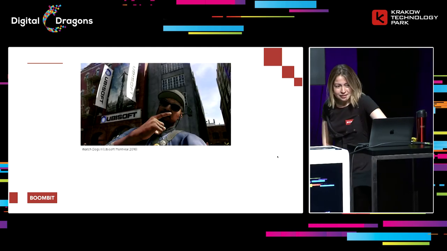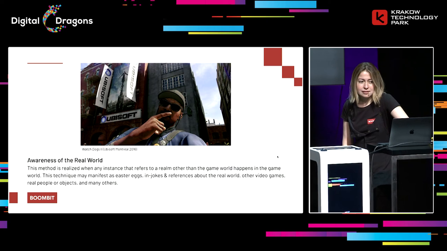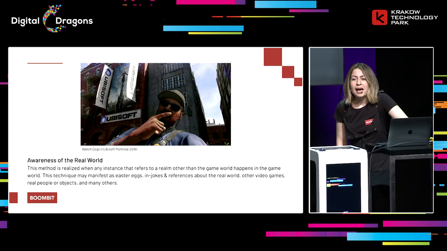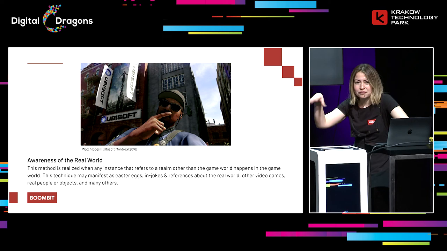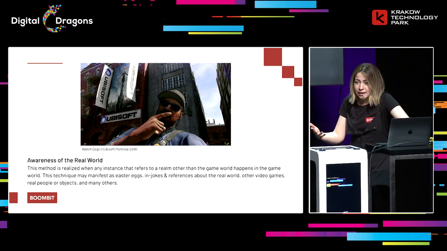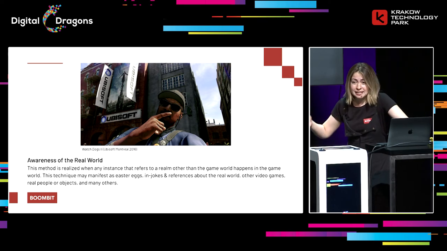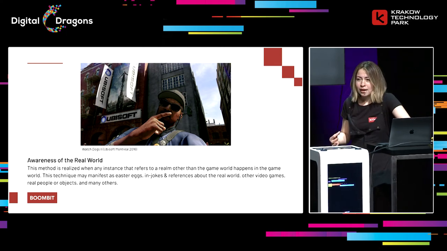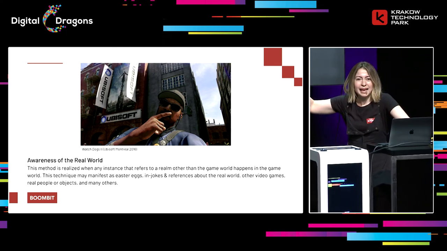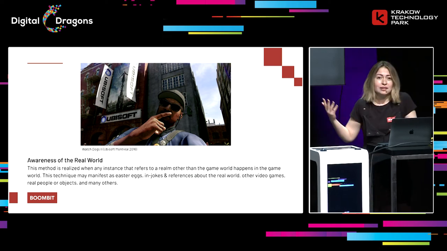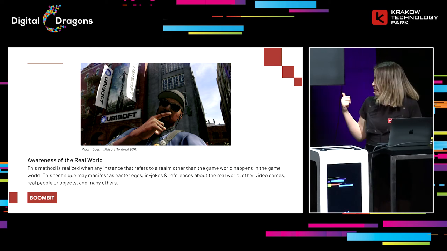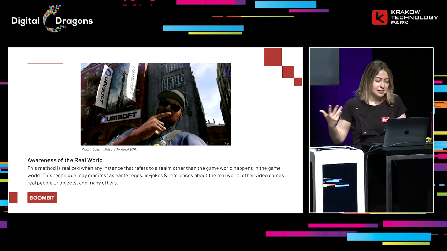So this is the one from the mission. When Ubisoft got its scripts and stuff stolen, they decided to just make fun of it. And in the second Watch Dogs game, they have this mission where you get to steal some game documents. And they are referring to real life events. So this is a fine example of awareness of the real world.